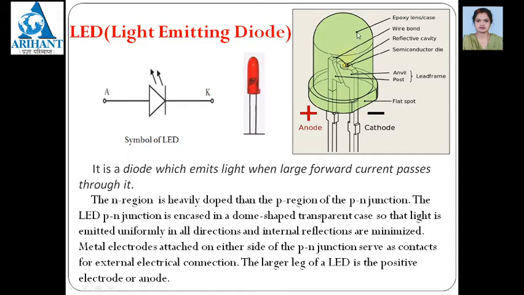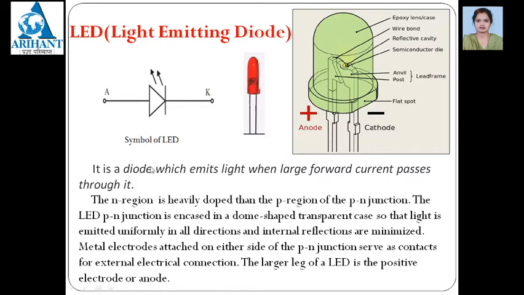The epoxy lens or case is at the dome shaped side. Then there is the anvil and then the post, which forms the lead frame. In between there is one semiconductor diode, which is your PN junction, from which the light is reflected to this dome shape and it reflects outside.